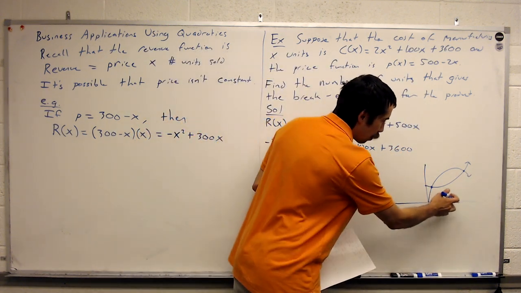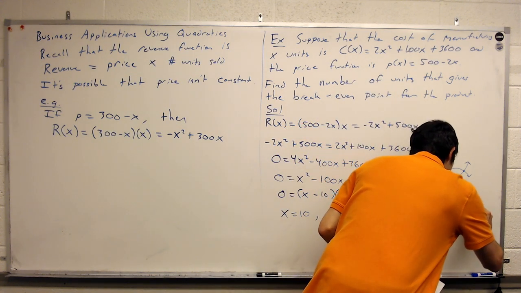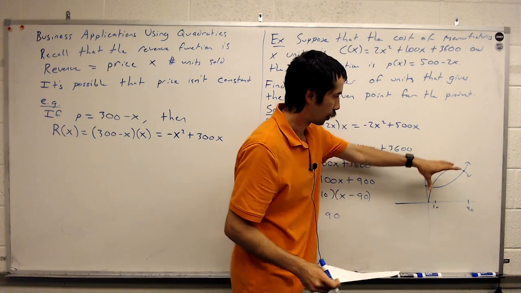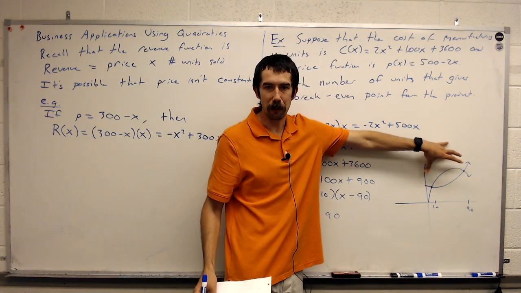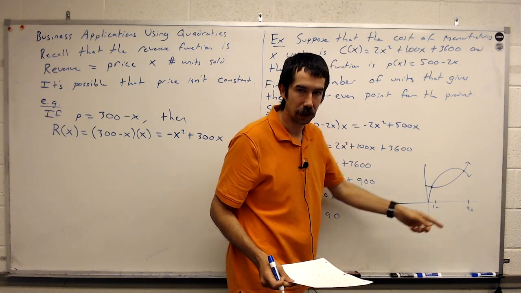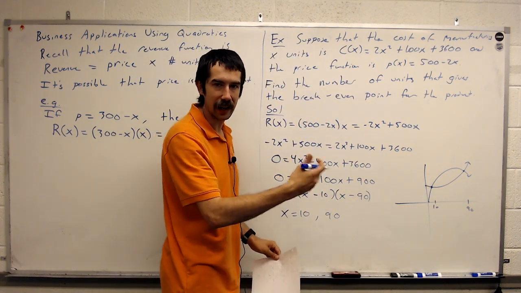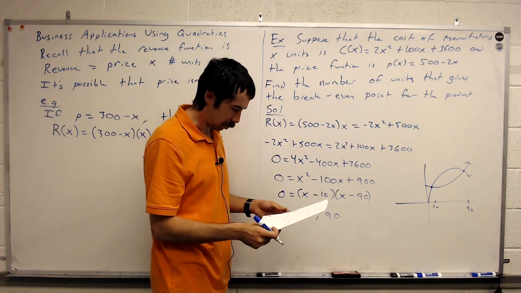All right, so if we're between these two values, which we said are 10 and 90, this is the profit. This is where we're making profit because our revenues are greater than our costs. All right, so if we sell anywhere between 10 and 90 units, we're profitable.